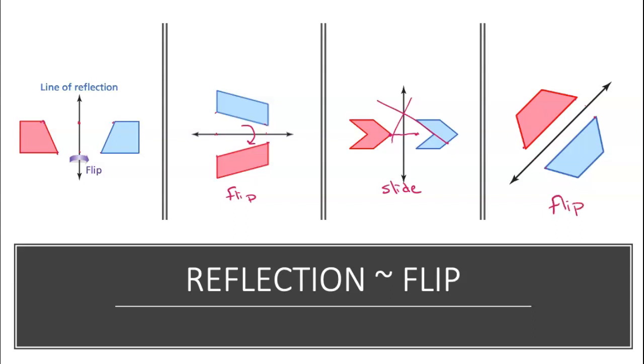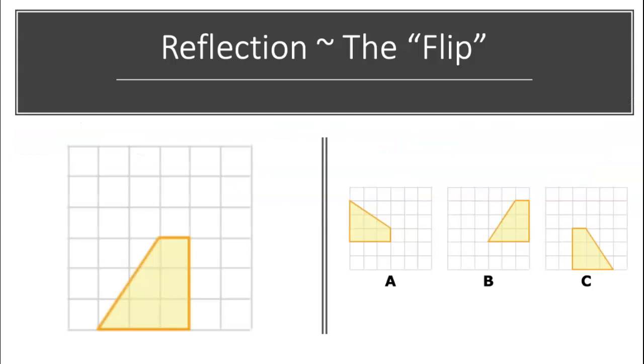So you try it. Here's your given on the left. The big picture is your given. Look at A, B, and C and determine which one of those is the flip.